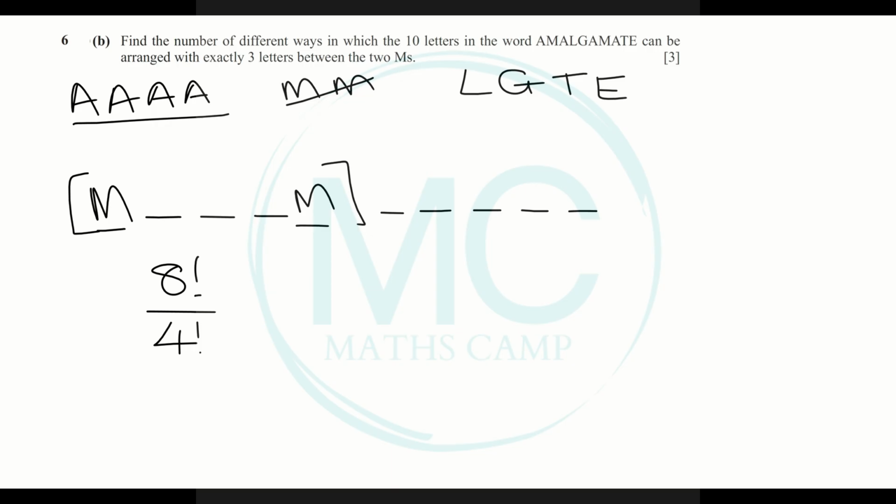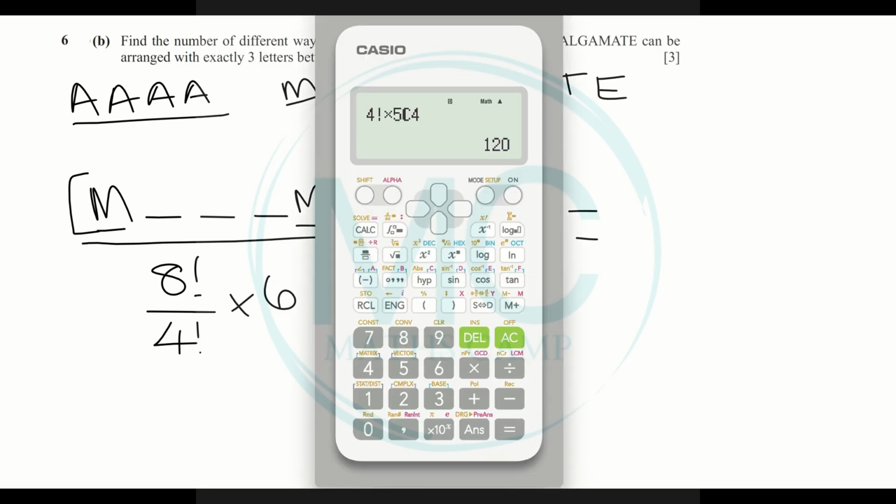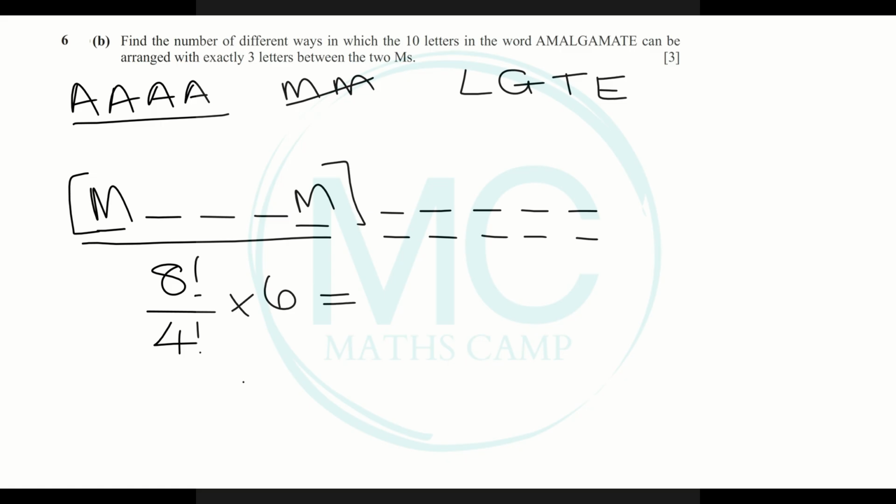But this bracket with the M's can sit over here, here, here, here, here, or here. There are 6 possible spaces it can sit in. So I need to multiply by 6. Now I can take my calculator and I can say 8 factorial over 4 factorial multiplied by 6 is equal to 10,080. There are 10,080 possible arrangements.